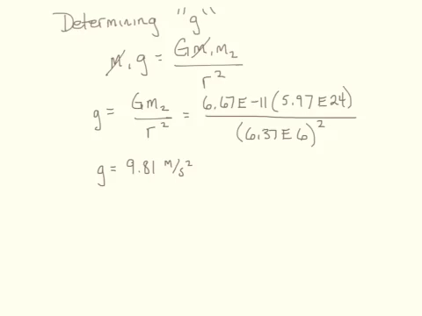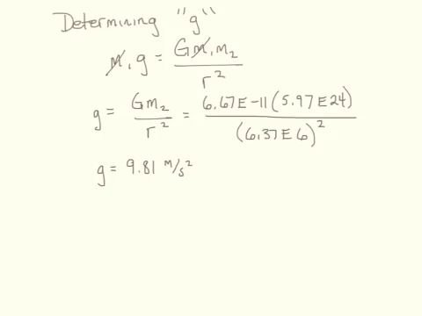So as expected, plug in the value of G, plug in the mass of the Earth, plug in the radius of the Earth, and solve, and we figure out that g is 9.81 meters per second squared. So what we've done is a lot of work to figure out something that you guys already knew, but now you know why it's equal to that.